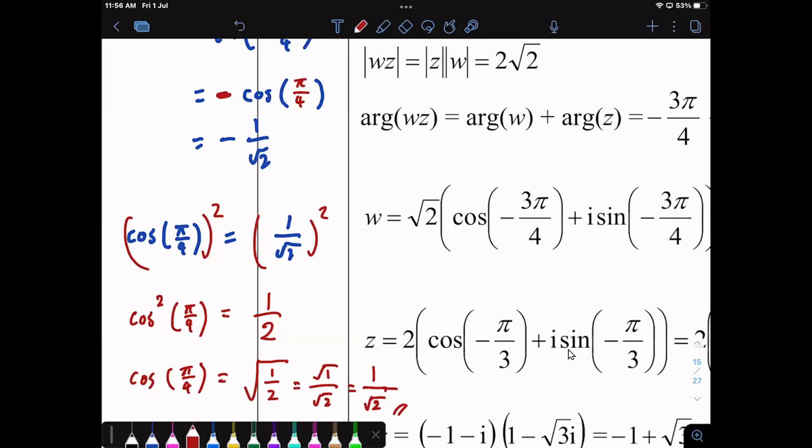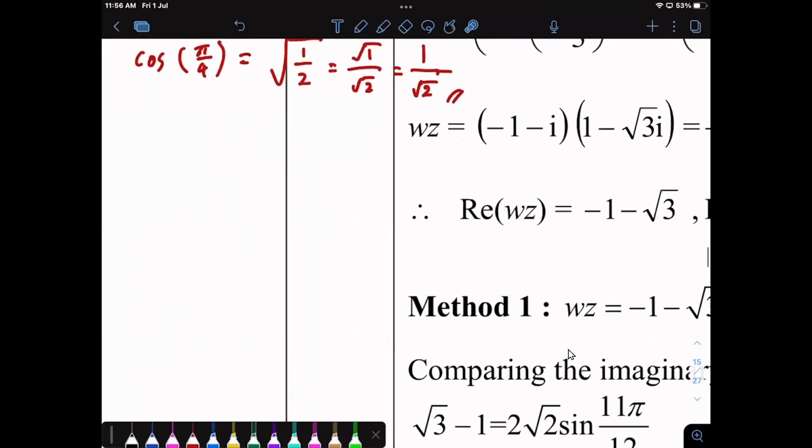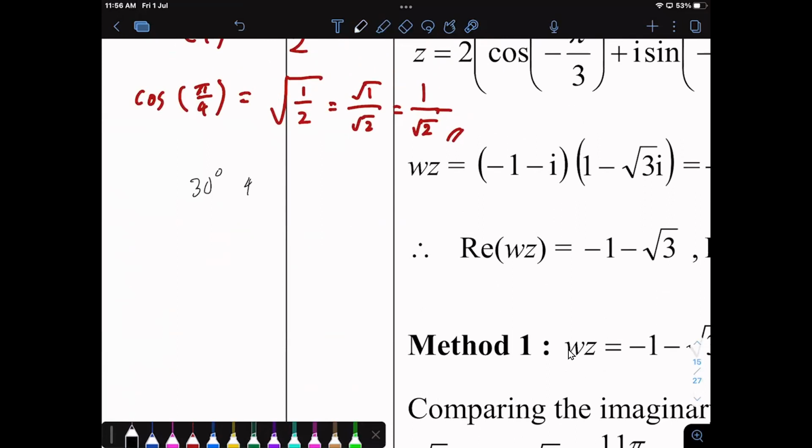Do you understand? Yeah. It's a hack. So you need to remember that cosine, sine, and tangent always have a square root 1. In fact, you should already know this table already: 30 degrees, 45 degrees, 60 degrees, a.k.a. pi by 6 radians, pi by 4 radians, pi by 3 radians.